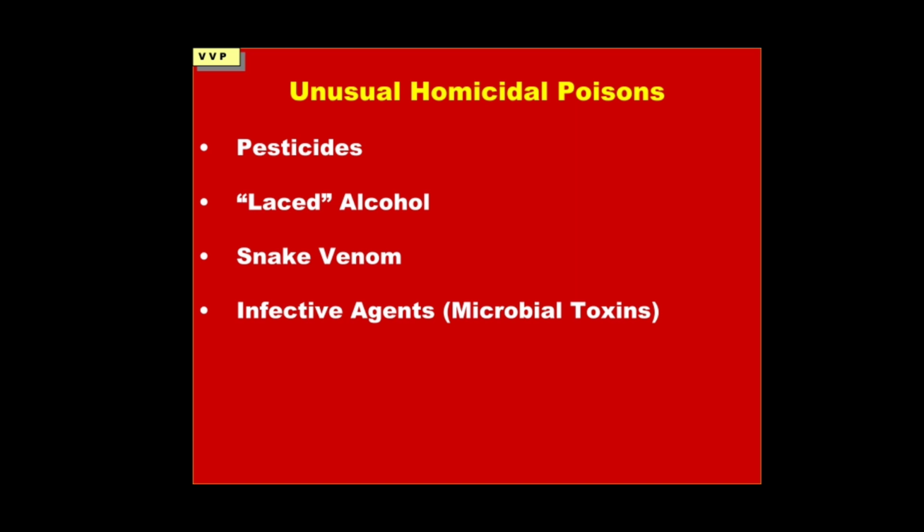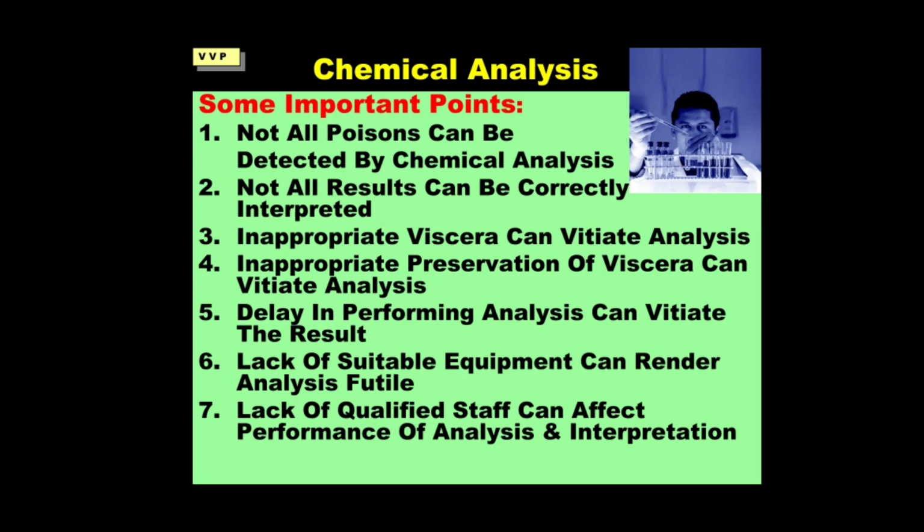So we will wind up by looking at some important points with regard to chemical analysis, as to why chemical analysis may not succeed all the time. Because there is this widespread notion that if somebody has a suspicion of poisoning, that somebody is being poisoned or has died as a result of poisoning, we can find out for sure by submitting the relevant body fluids or tissues for analysis. That is not really all that correct, because there are many reasons why chemical analysis may fail, like the reasons listed here.